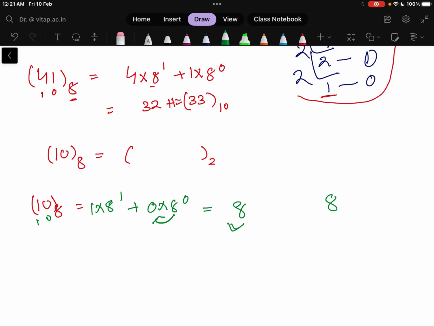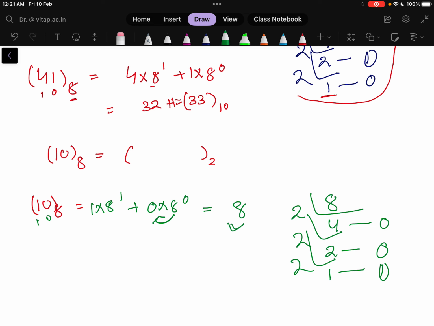Now, this 8 I have to convert to binary. We just have to do the consecutive division. I take 2, so 4, and the remainder is 0. Again taking 2, it is 2 and the remainder is 0. Then I take 2 again, it is 1 and the remainder is 0. Now what is the number? The number is 1 0 0 0. So the number 10 in octal is equivalent to 1000 in binary.